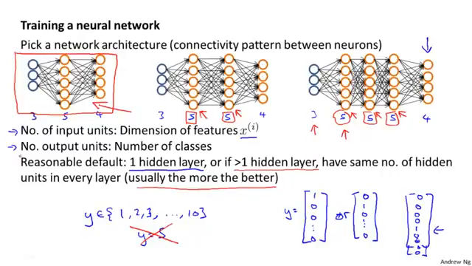So hopefully this gives you one reasonable set of default choices for network architecture. And if you follow these guidelines, you probably get something that works well. But in a later set of videos where I'll talk specifically about advice for how to apply learning algorithms, I'll actually say a lot more about how to choose a neural network architecture. I actually have quite a lot more to say later about how to make good choices for the number of hidden units, number of hidden layers, and so on.